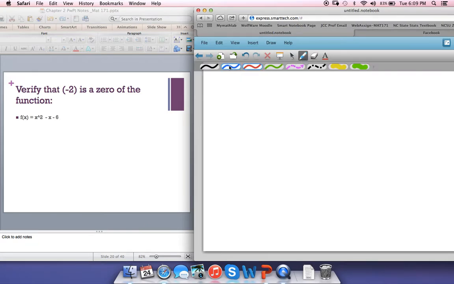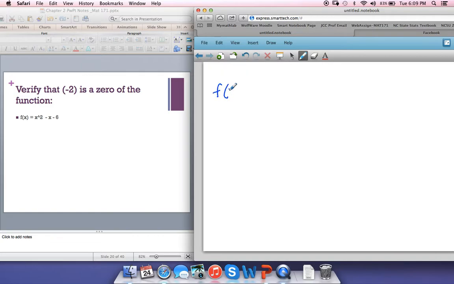So how are you going to go about this? Because I'm actually giving you a specific value to plug into your function, and I'm asking, is this in fact a 0? Well, this represents x equals negative 2. So for every x I see, I have to plug in negative 2. Notice what I did here.